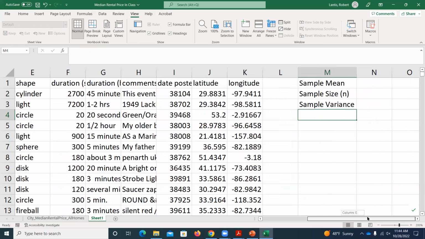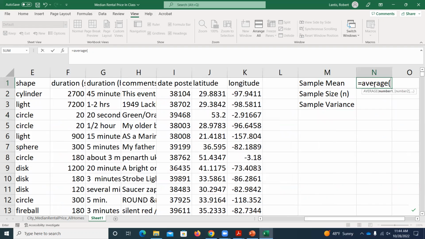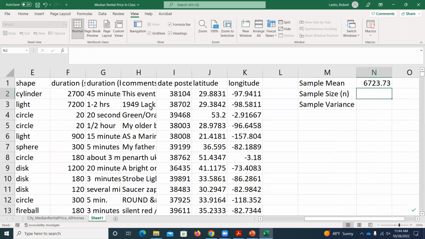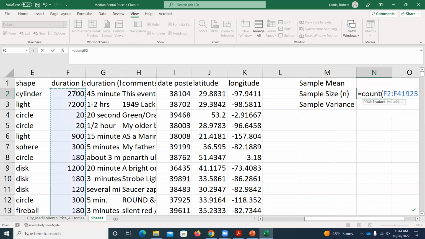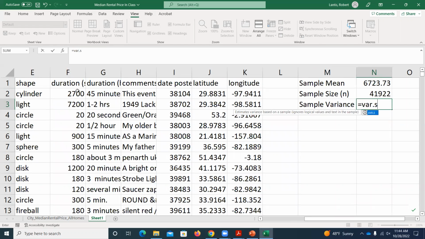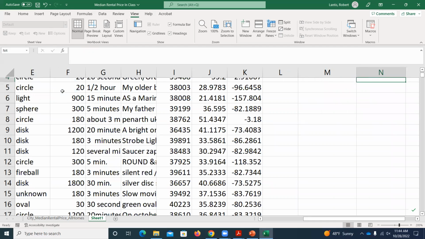Scroll over here. So hopefully at this point, these are getting to be kind of old hat. So I'll use my average function of that duration variable to find my sample mean. I'll use my count function of that variable. Remember, control shift or command shift is how I'm selecting that entire column quickly. And then we go back ways, we had that var.s, which would help us calculate that sample variance, okay?